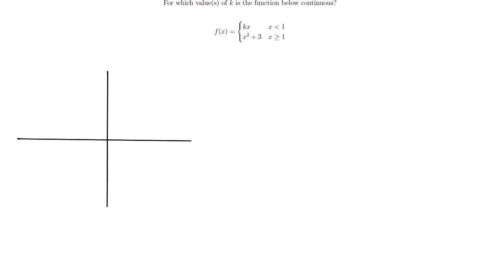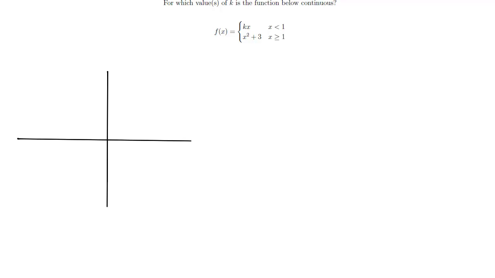Hello, welcome to this video example where we examine how to decide if a function is continuous, especially if it's a piecewise defined function. Here I have a piecewise defined function. f of x is either k times x if x is less than 1, or x squared plus 3 if x is greater than or equal to 1. What we'd like to do is figure out what that parameter or constant k should be to make this function continuous.